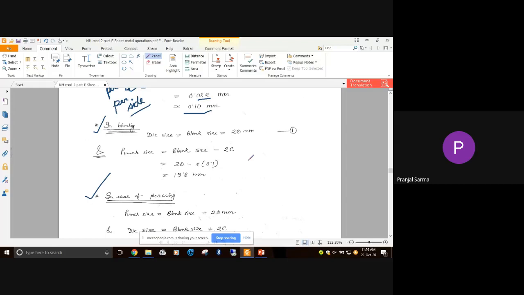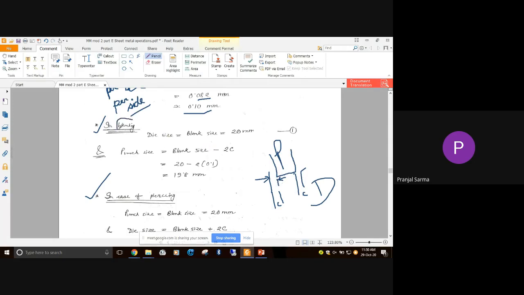Okay, what will happen in blanking, and what will happen in piercing? Whether it is blanking or piercing, we already know that we have a die of a particular shape, and we have the punch, don't mind my drawing, and we have clearance between them. This was the clearance on one side, and similarly here also we have this clearance on the other side. So this is the punch, this is the die, and we have the clearance between them.